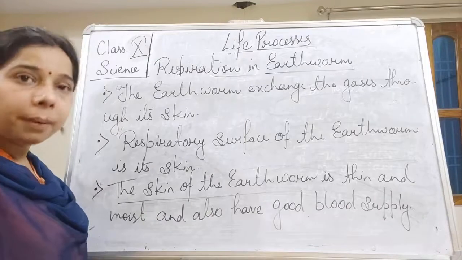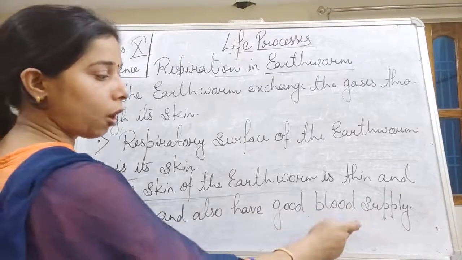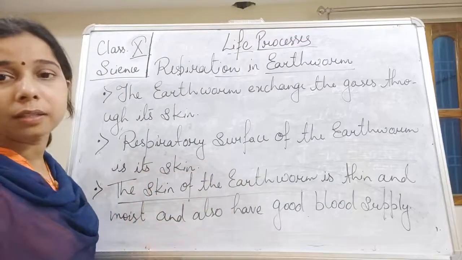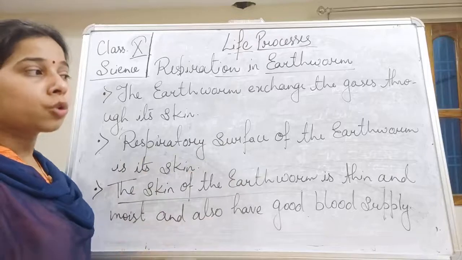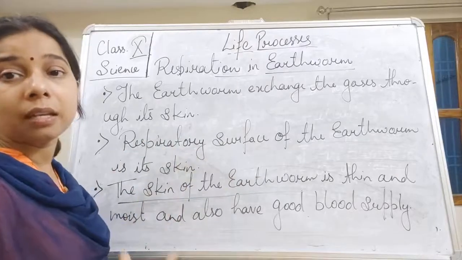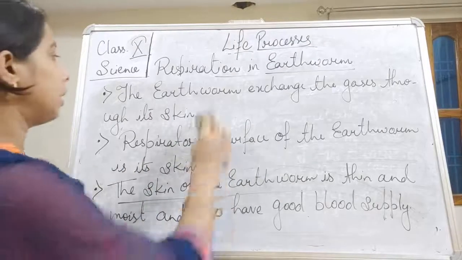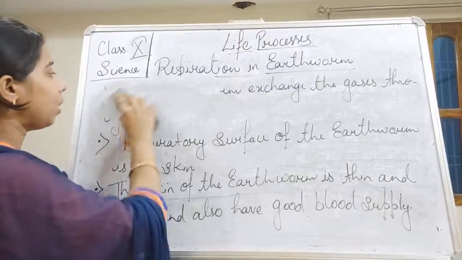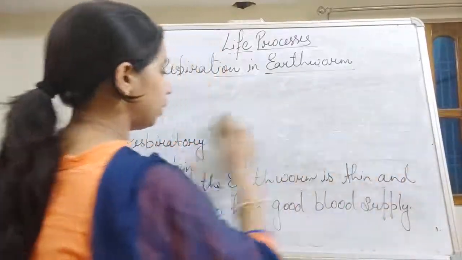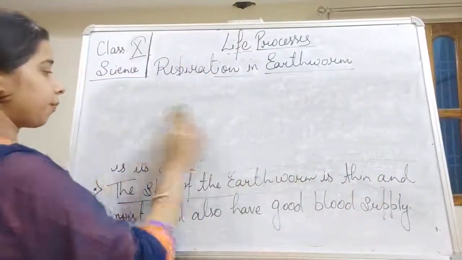Now here carbon dioxide is formed. This carbon dioxide again comes in contact with the blood supply, and this blood supply, you know, is in contact with the skin. So carbon dioxide reaches the skin, and from the skin it diffuses out. Okay, so we can say here that the earthworm takes oxygen through the skin, and then from the skin it reaches the blood.